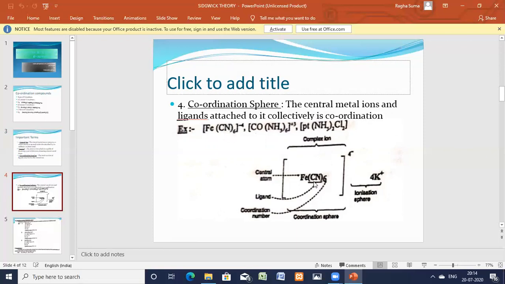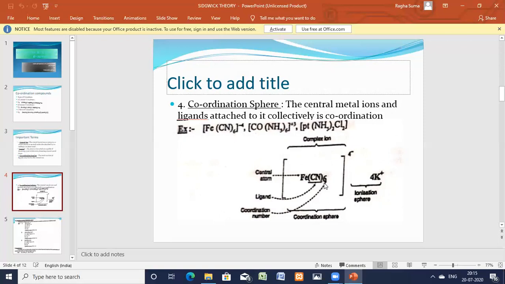There are 6 ligands in this complex and only one central metal atom. So iron is the central metal atom. CN is the ligand, and the coordination number is the number of ligands. So cyanides are 6 in number, so the coordination number of the complex is 6. The number of ligands is called the coordination number.